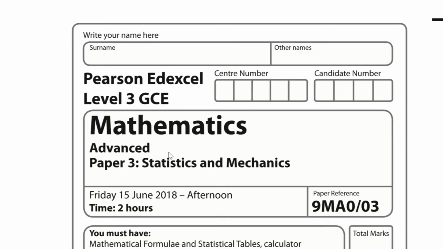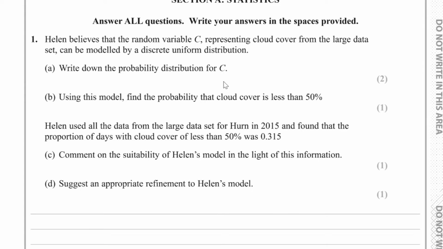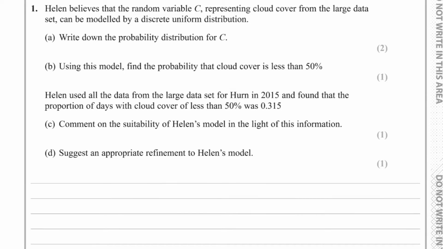This is the EdExcel A-Level Maths Paper 3, covering the Statistics and Mechanics section, and it's from the June 2018 series. Question number 1. Helen believes that the random variable C, representing cloud cover from the large dataset, can be modelled by a discrete uniform distribution. For part A, we have to write down the probability distribution for C.